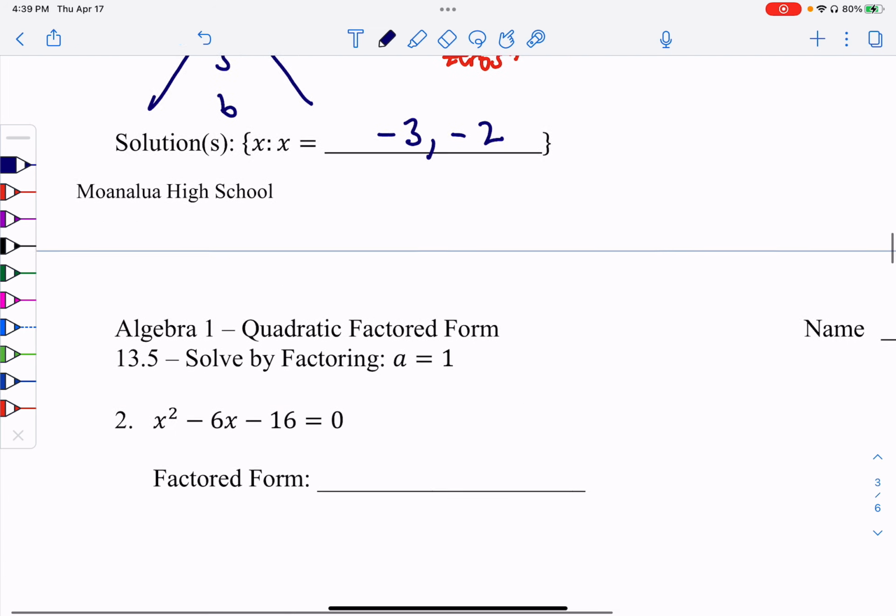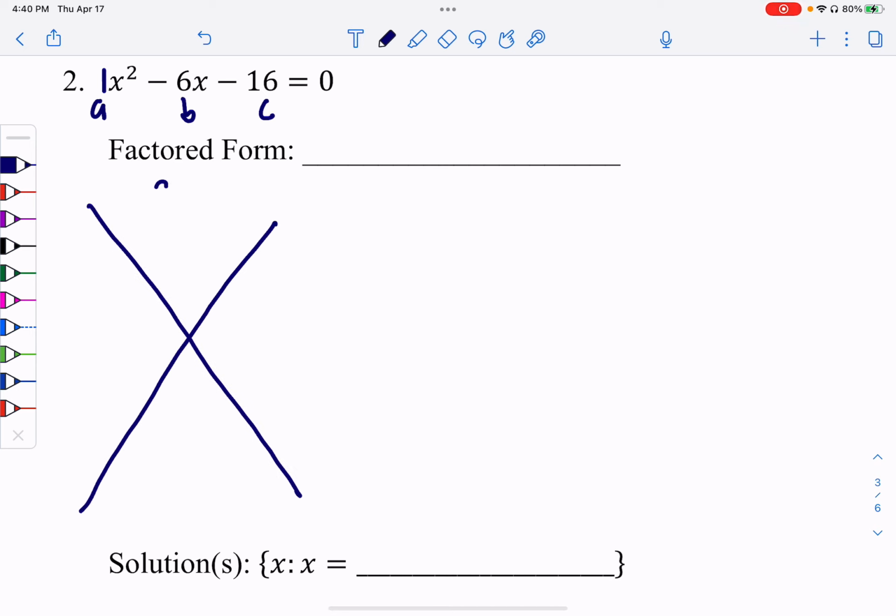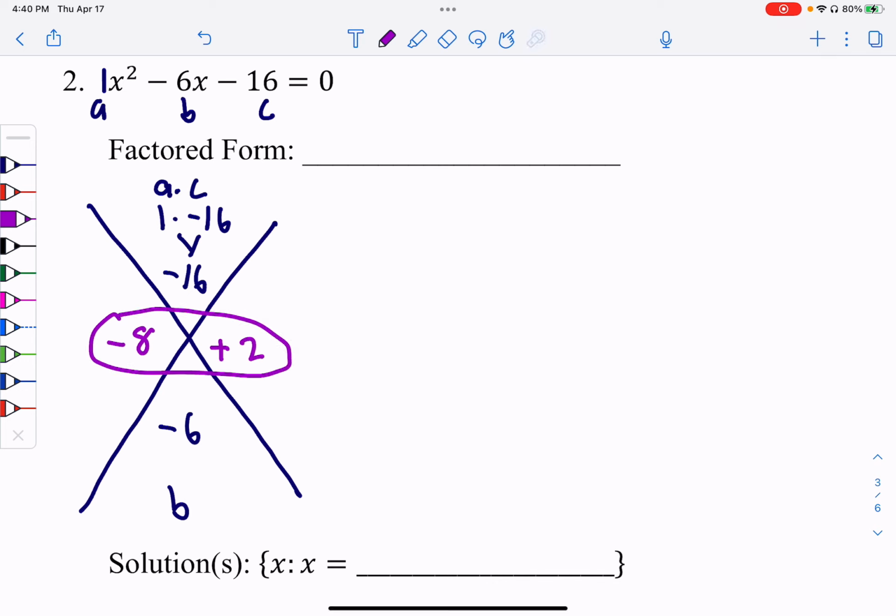Okay, number 2, same idea, right? We have our A, B, C. We're going to apply our X factor. A times C on the top, B on the bottom. A times C, 1 times negative 16, is negative 16. B on the bottom, negative 6. So two numbers that multiply to negative 16 and add to negative 6: negative 8 and positive 2. There. So they multiply to negative 16 and add to negative 6.